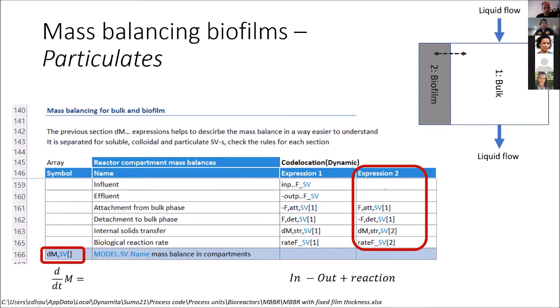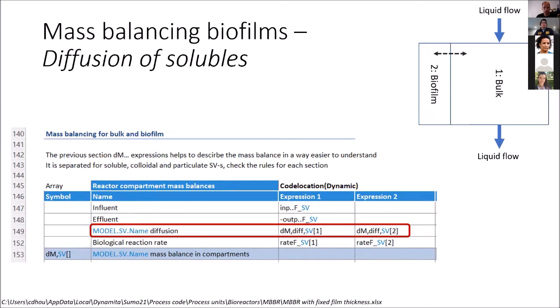Where we do get some differences might be in how, if you look, for example, here, diffusion, what does this actually represent? I mean, you can see this dm comma diff comma sv square brackets 1. What does that actually represent?